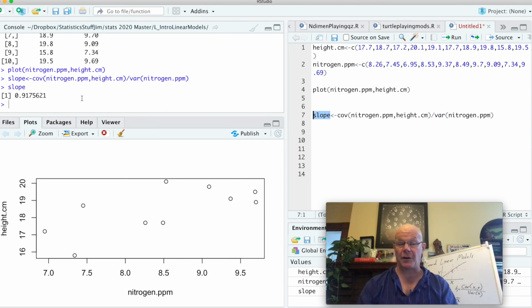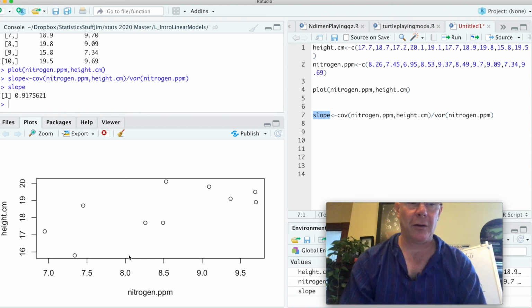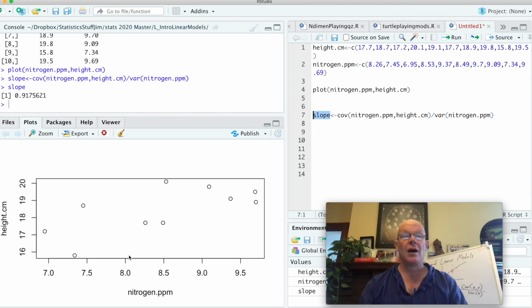So the next thing that we're going to need is an intercept, because we want to make a predictive model. Right now, we have a nice relationship between the height and nitrogen parts per million. But without the intercept, we can't actually predict what the value would be. I couldn't say, what do you think the height should be if I had exactly 8 parts per million of nitrogen? In order to use the model to answer that, I would need to know what the intercept is. So let's go ahead and solve for the intercept.